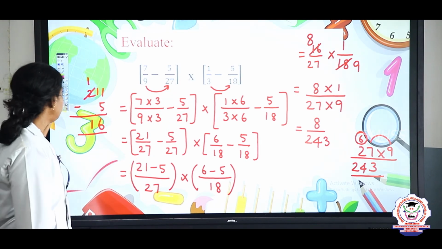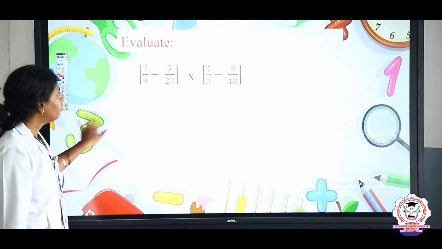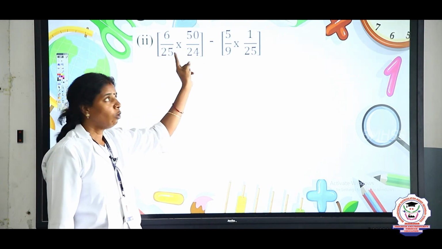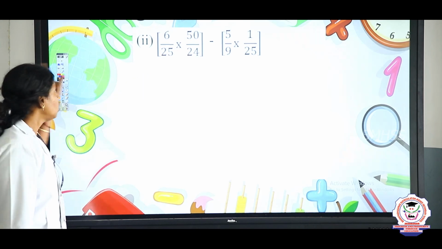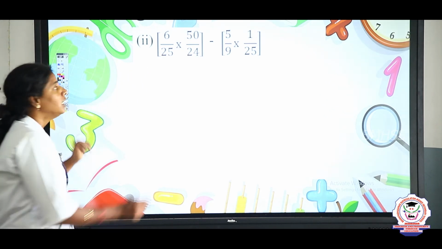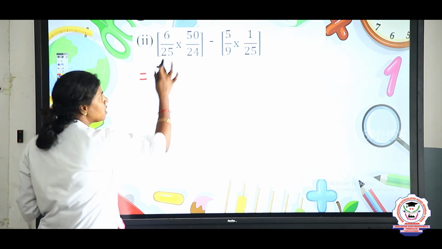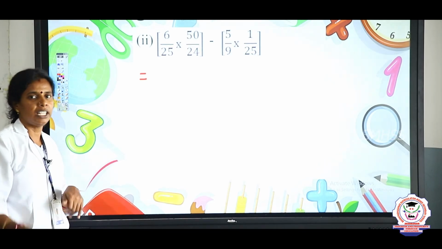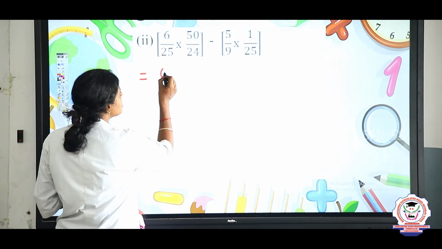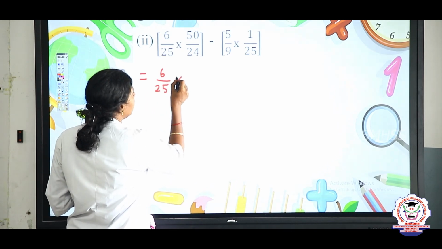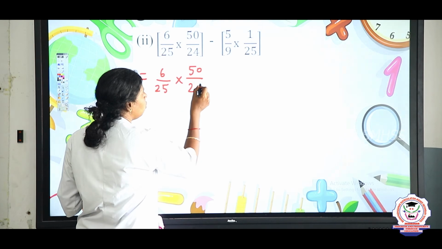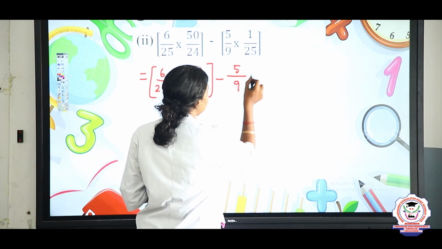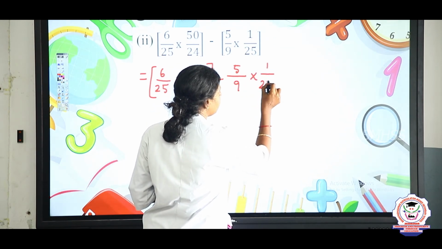children? One more example we will see on how to evaluate the fractions. See, in the brackets they have given the product symbol, and in between both these brackets they have given the difference. So, in this model I will solve one problem. See, we know how to solve the product of two fractions, right? We will make this into the simplest form, then we can find the product, okay. So, 6 by 25 into 50 by 24 minus 5 by 9 into 1 by 25.